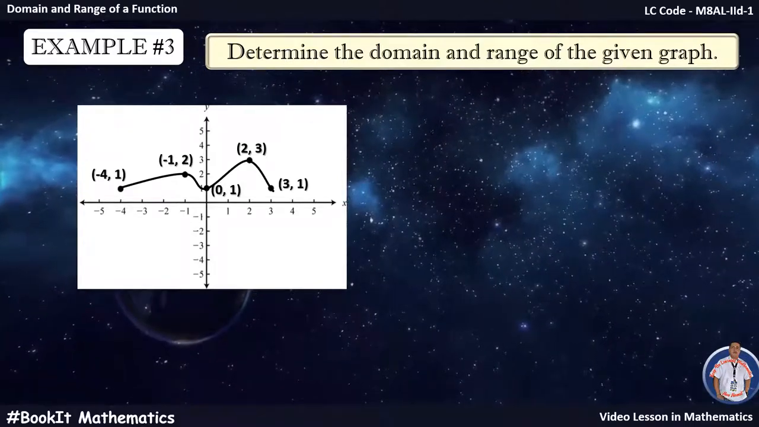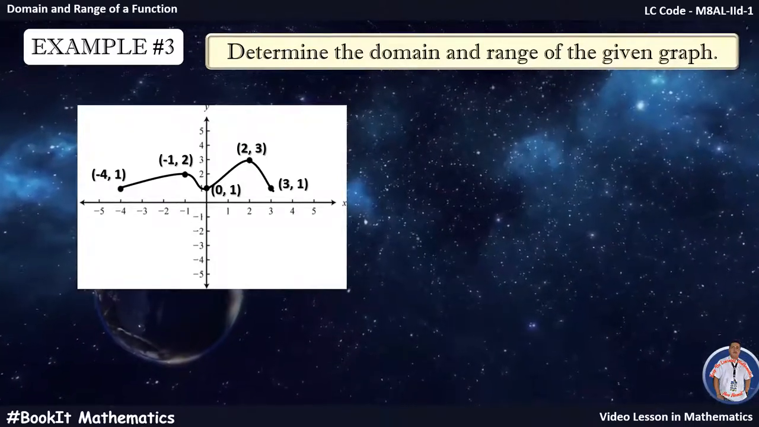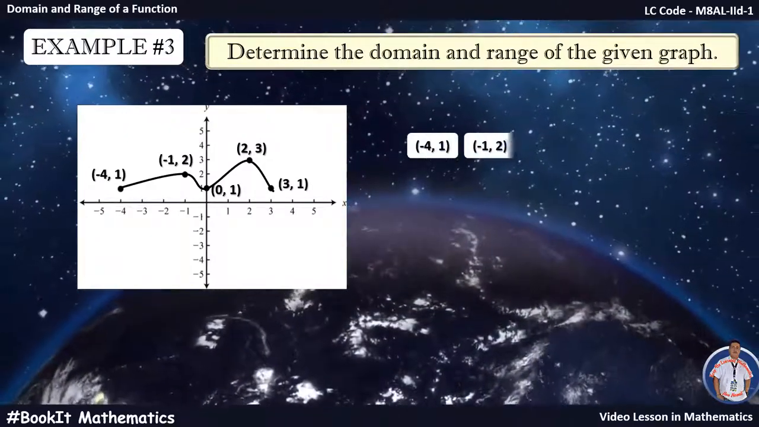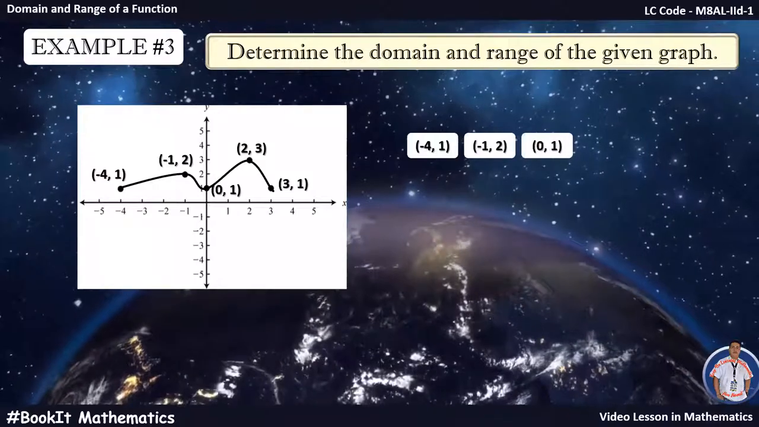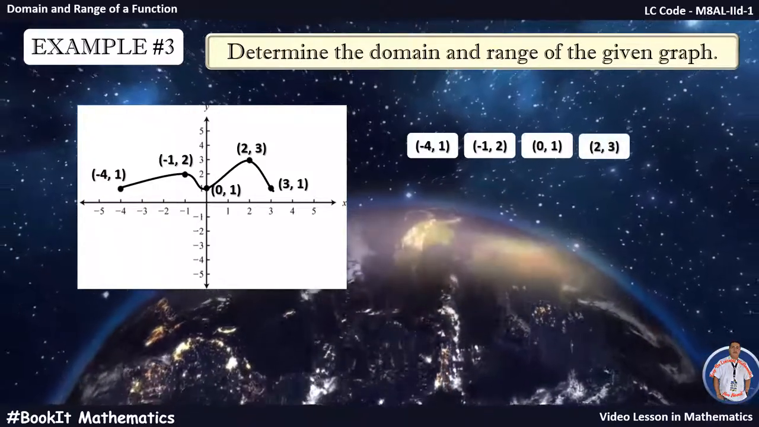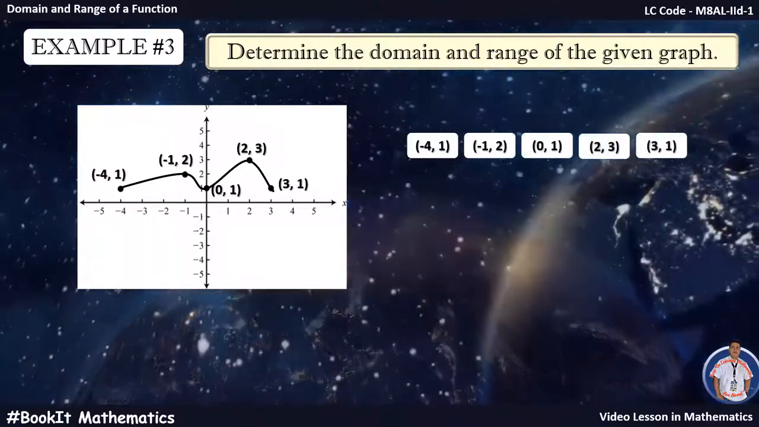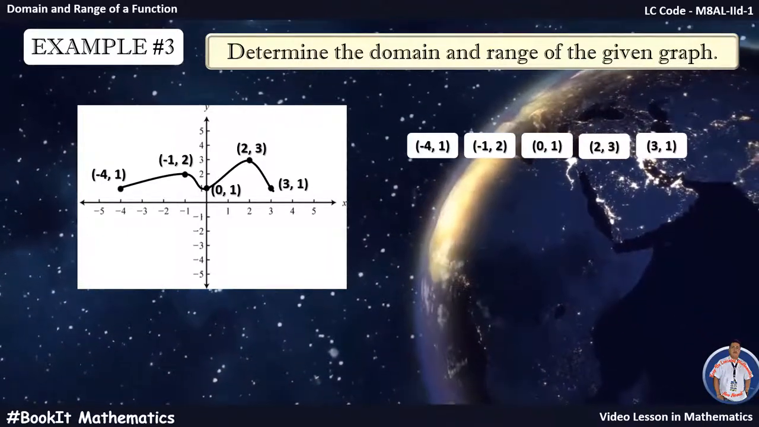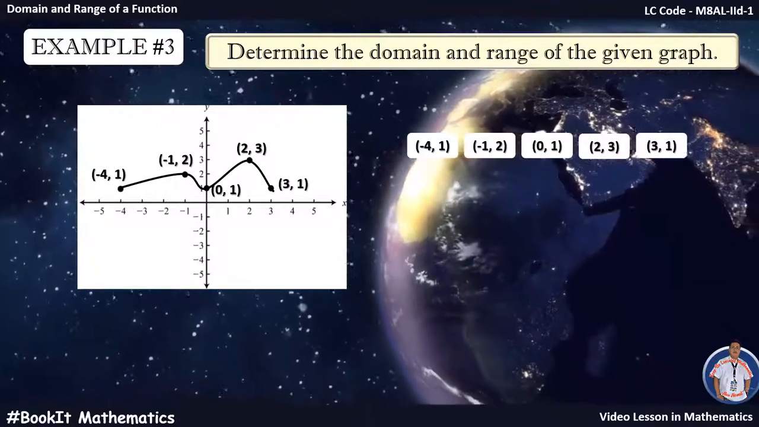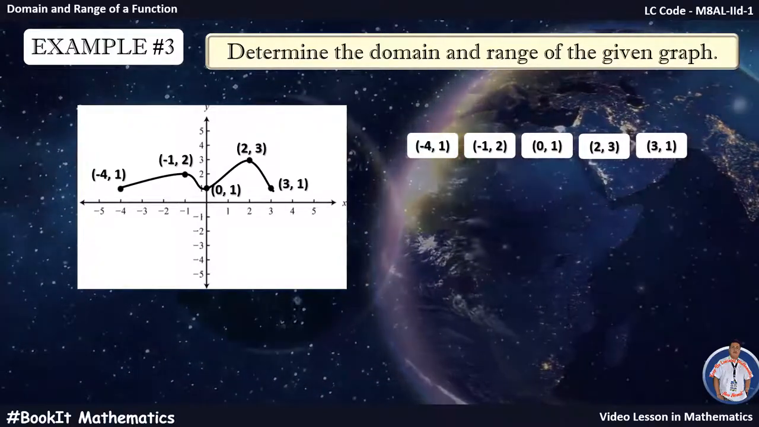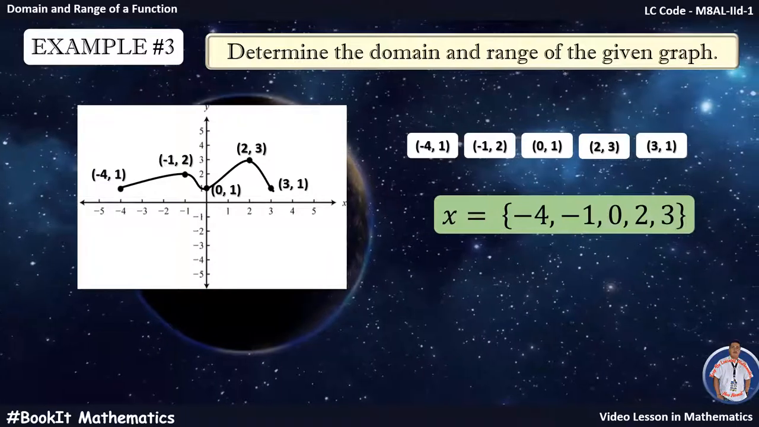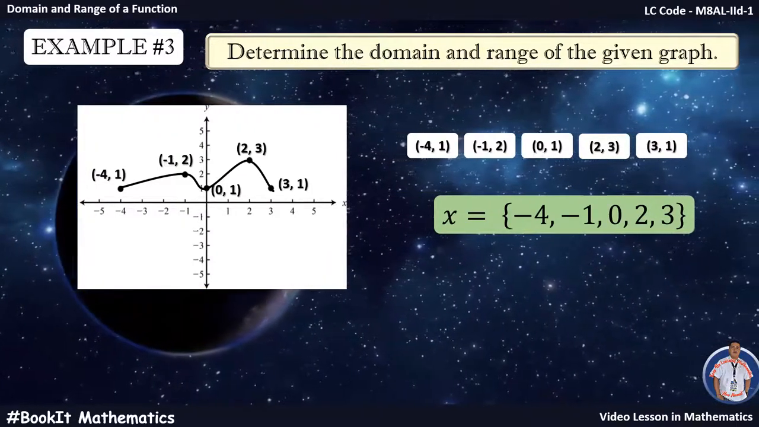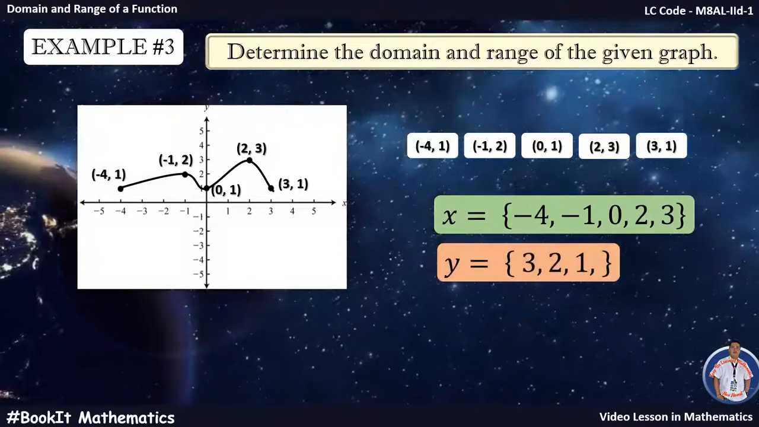Now, for this example, we have identified the points negative 4 and 1, negative 1 and 2, 0 and 1, 2 and 3, and then 3 and 1. Now, separating the x coordinates and the y coordinates, for the x coordinates we have the values negative 4, negative 1, 0, 2, and 3. And for the values of y or the y coordinates, we have 3, 2, and 1.